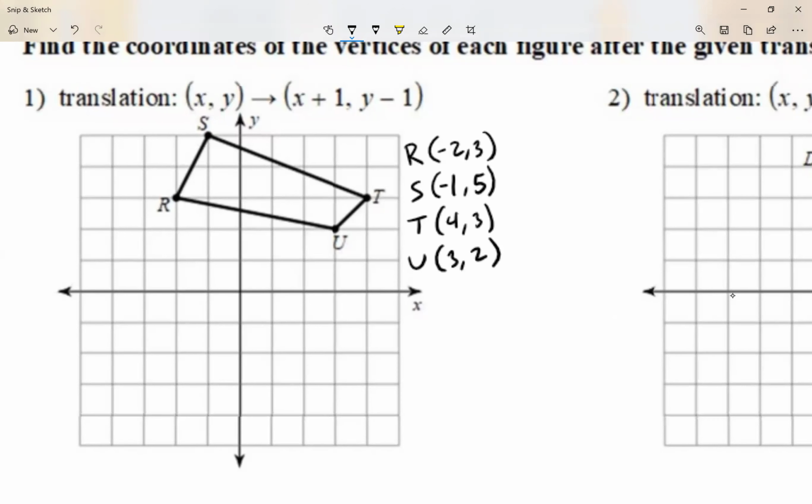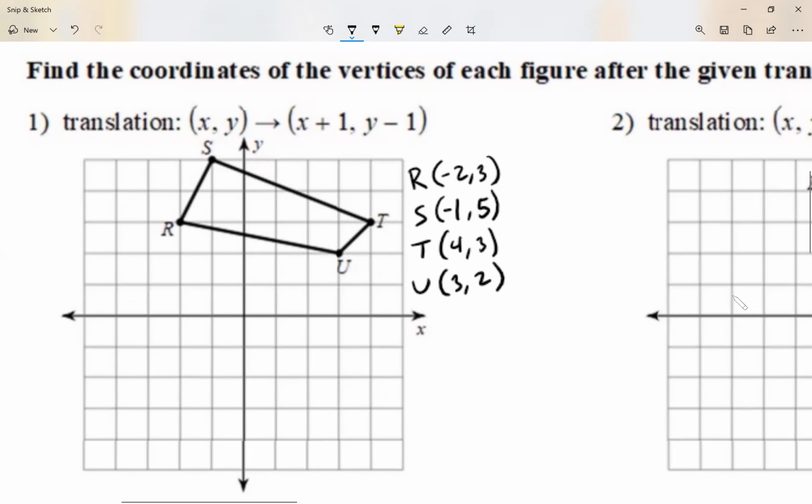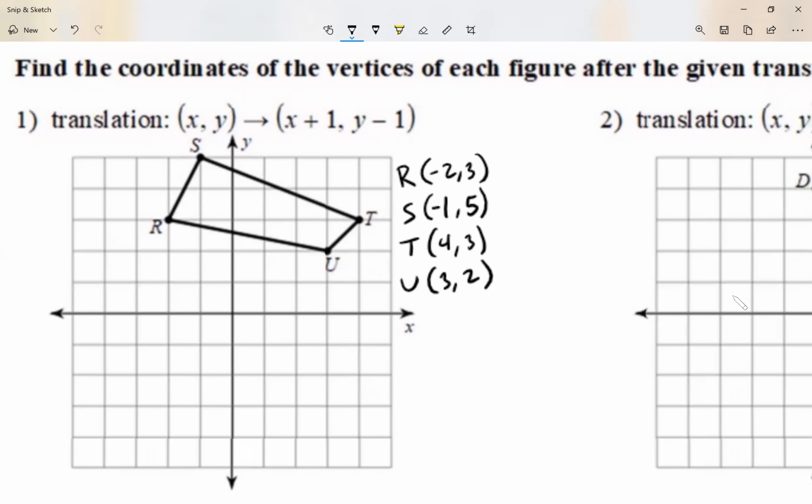You might be wondering, why do I need to get the coordinates of the points that I begin with? Well, the instructions here ask me to find the coordinates of the vertices. A vertex, or vertices in plural, basically means the corner of each figure after the given transformation. So I'm just going to follow my points.